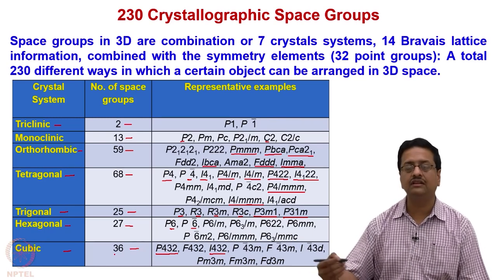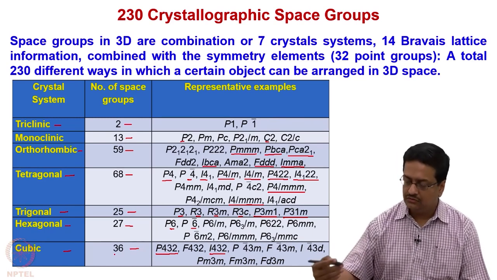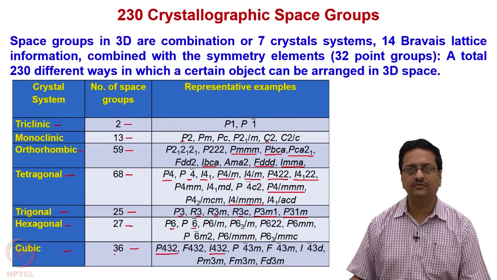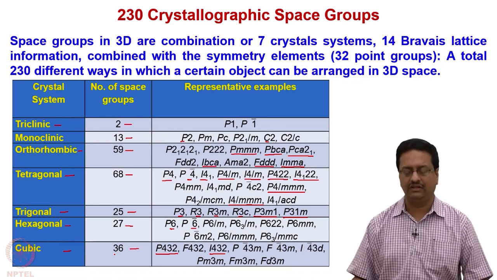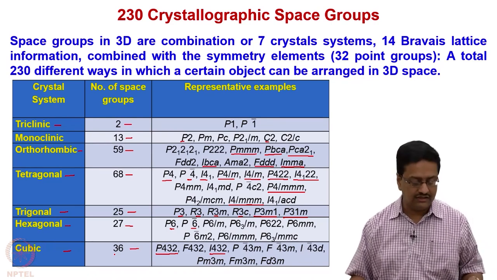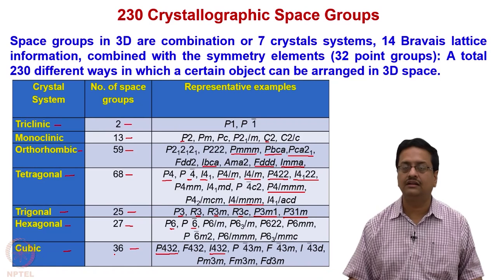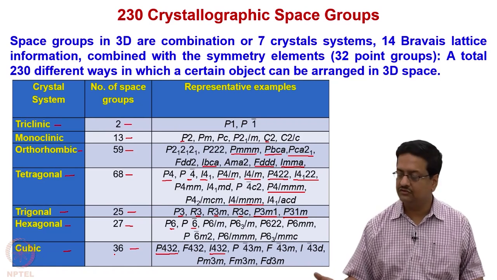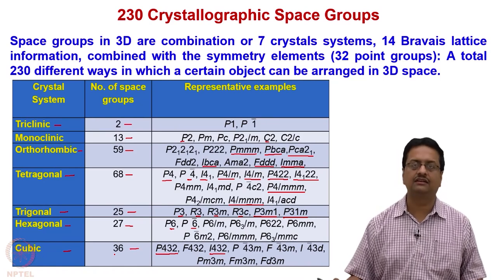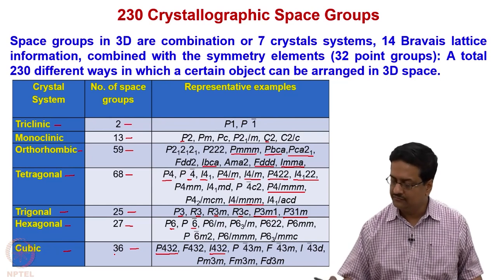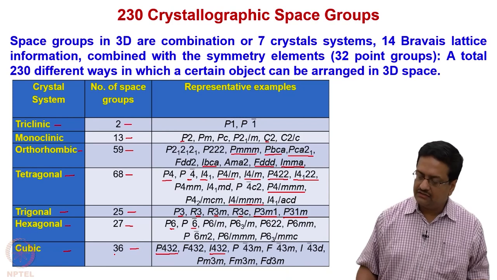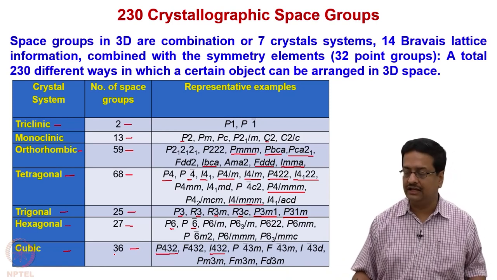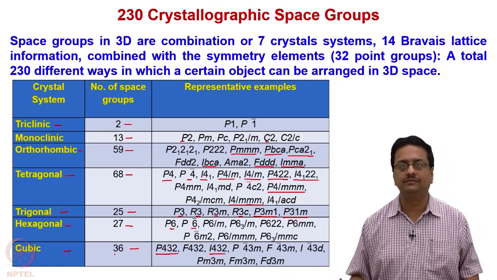So here what we need to do is go to any standard textbook and look at the table which indicates all the possible space groups in crystallography, and try to understand why one space group belongs to cubic and not tetragonal or hexagonal and so on. At this point, we need to understand how to write these space groups.